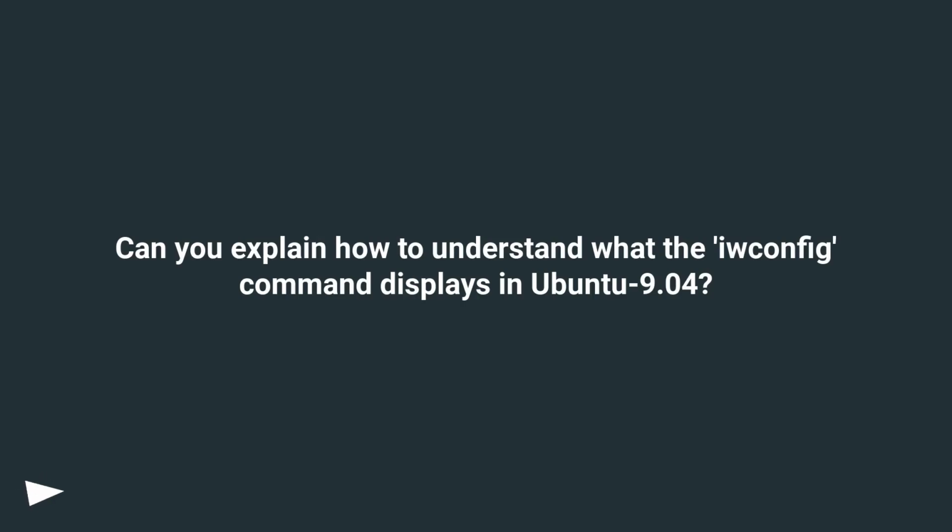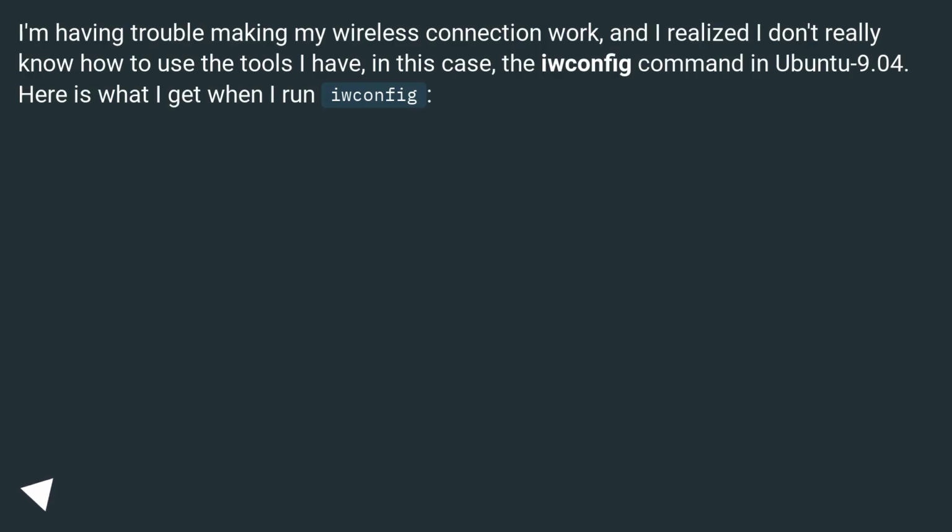Can you explain how to understand what the iwconfig command displays in Ubuntu 9.04? I'm having trouble making my wireless connection work, and I realized I don't really know how to use the tools I have, in this case, the iwconfig command in Ubuntu 9.04. Here is what I get when I run iwconfig.